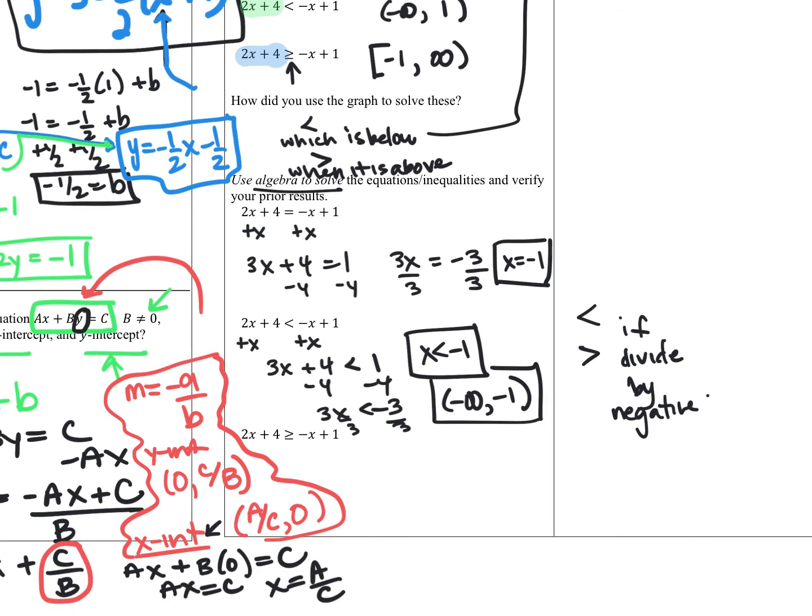And the last one is going to come out to be exactly the same, except the inequality started as greater than or equal to, and we know we're going to get negative 1 as our result. And that means negative 1 to infinity if you're writing it in interval notation.